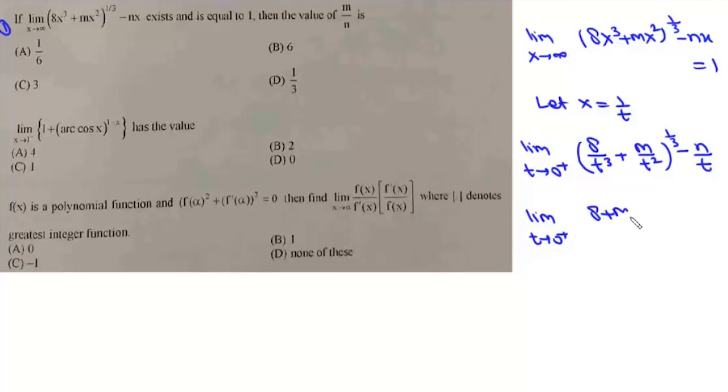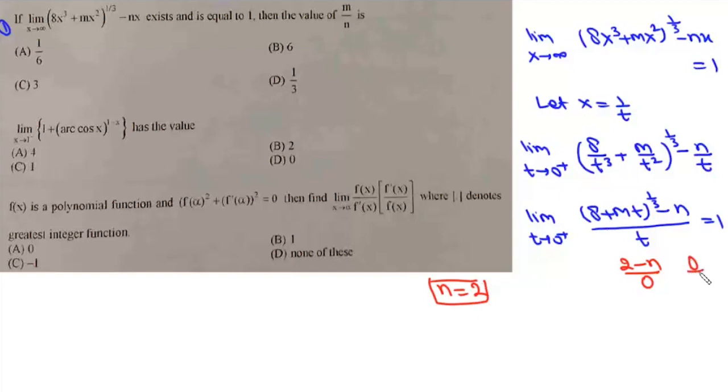This is (8 + nt)^(1/3) − n divided by t, and this limit is equal to 1. Now, in order to solve this limit, first we'll check its form. If we put t as 0, we'll get 8 to the power 1/3, which is 2, so 2 minus n upon 0. It has to be an indeterminate form to get this result 1, so from here we can say the value of n must be 2.